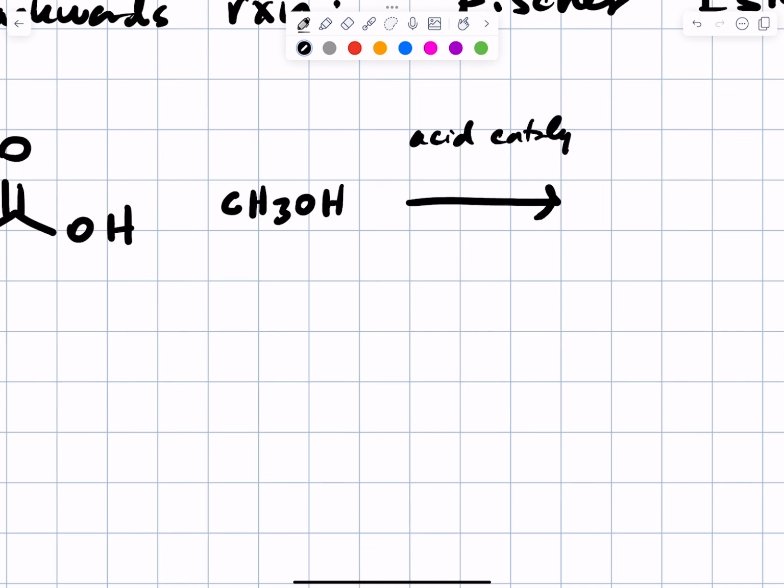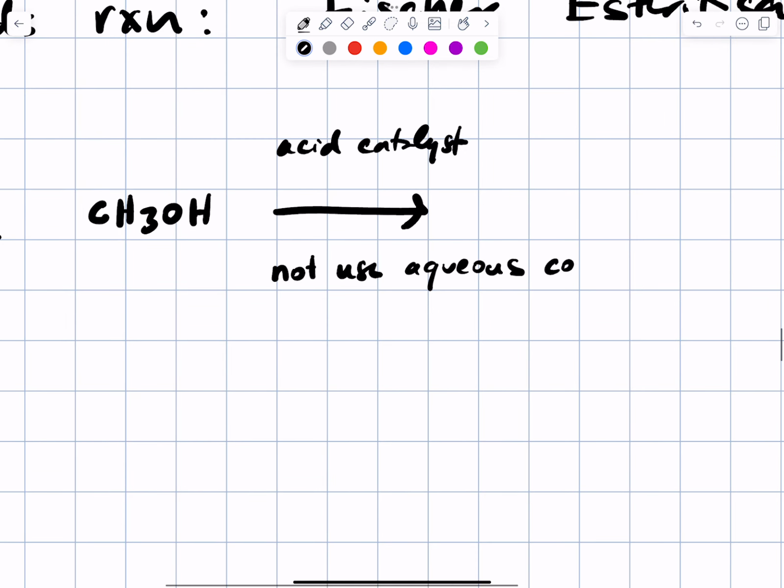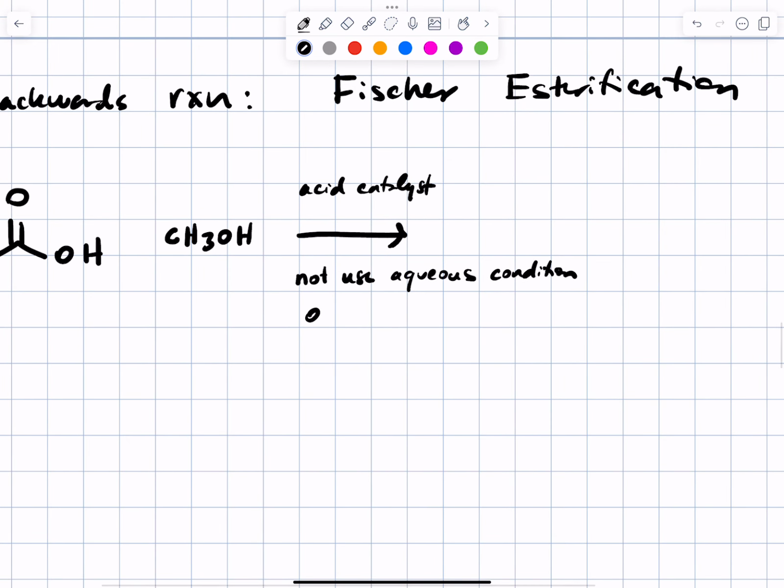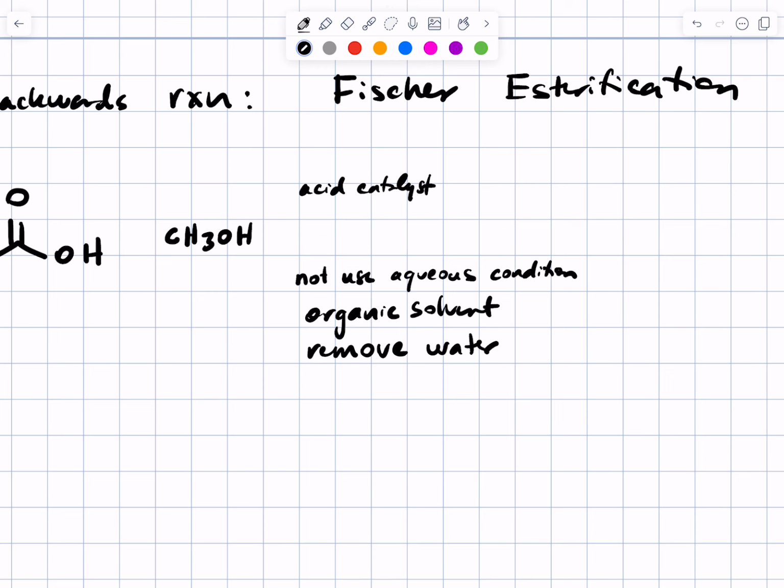Again, you want to not use aqueous conditions, because if you supply an excess of water, you push the reaction towards the carboxylic acid. So you need to use organic solvent. You probably need to do this under anhydrous or removing water conditions. Your acid catalyst probably needs to be organic soluble, and a good potential acid catalyst that's organic soluble is para-toluenesulfonic acid. There are actually tons of these that you could consider using.